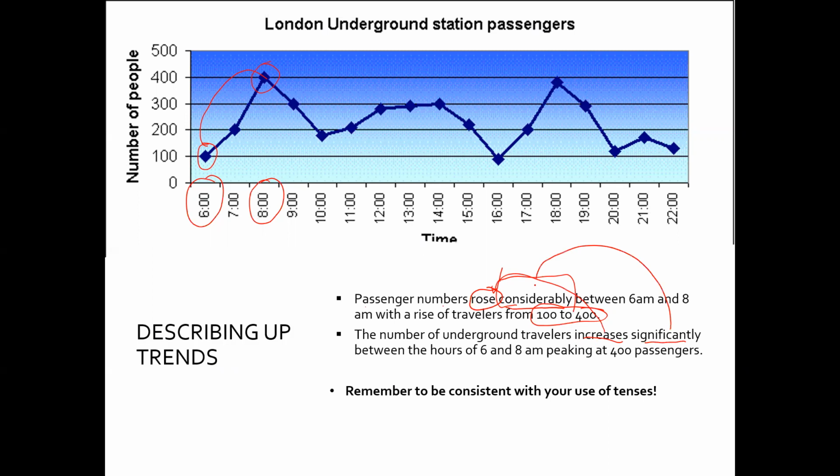Significantly di sini disamakan dengan considerably, oke? Okay? Nah, jamnya tetap from 6 to 8 a.m. The next one is peaking at. Peaking at itu artinya adalah dia itu naiknya di topnya, puncak kenaikannya itu berapa? So, peaking at 400 passengers.